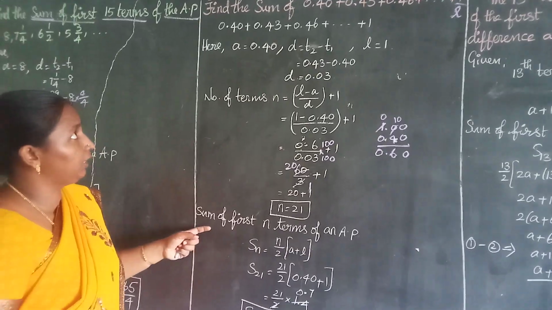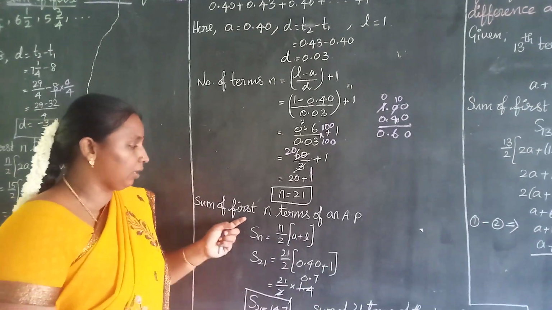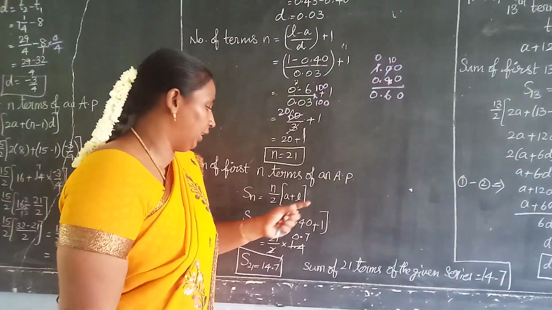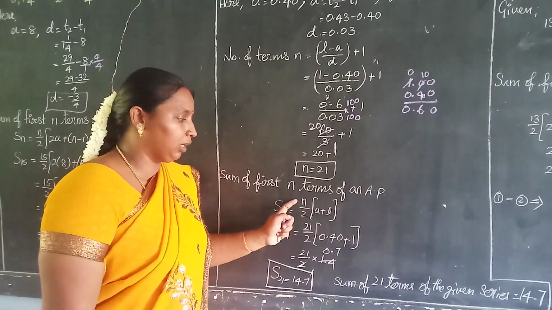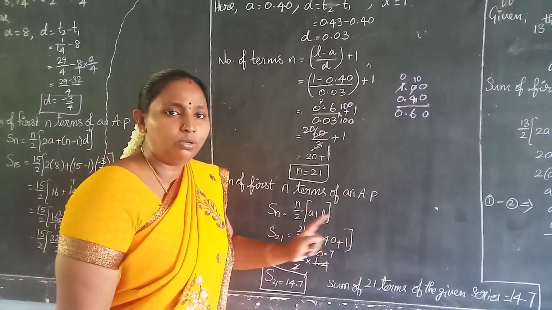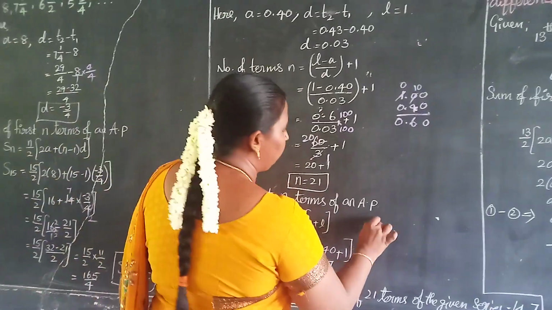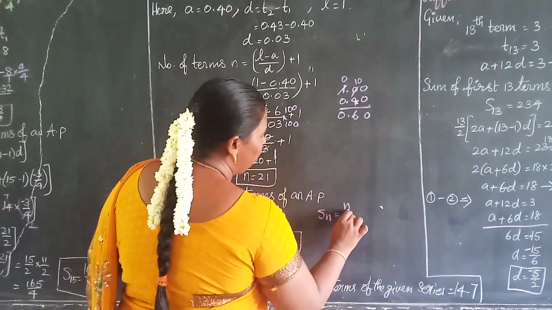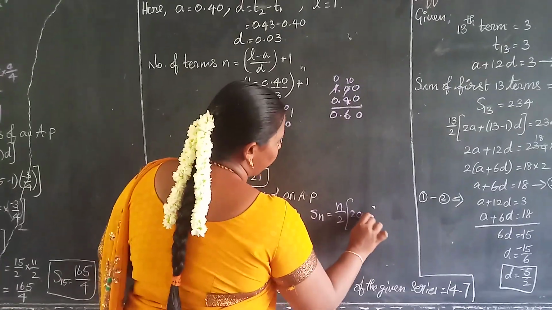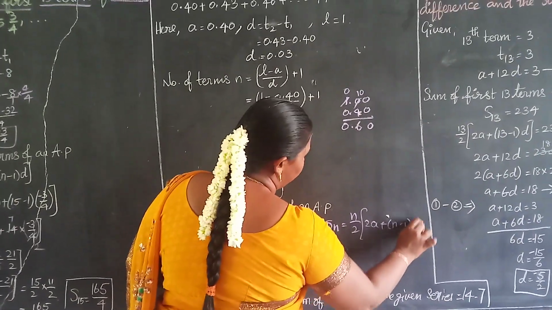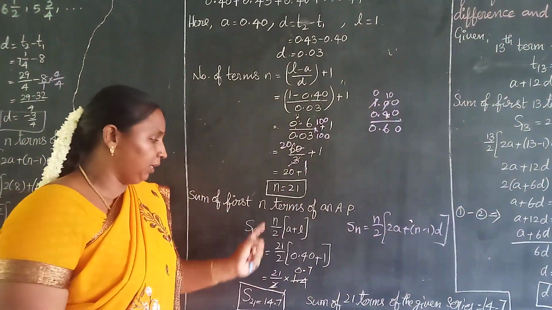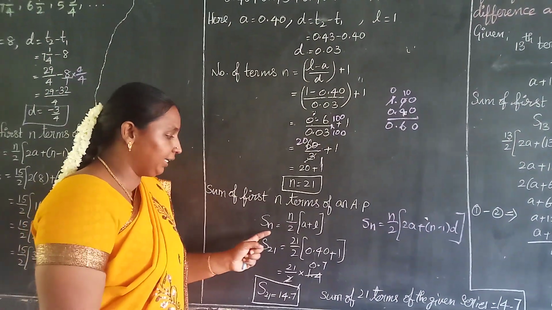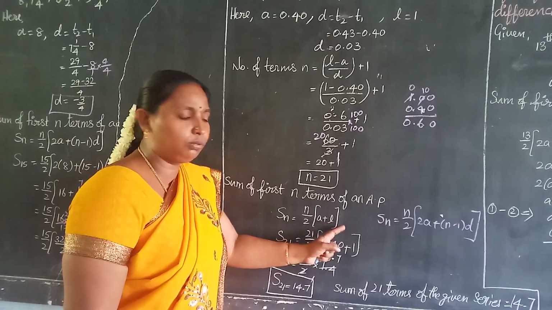So what do they ask to find? They ask for the sum of the first n terms of an AP. The last term is given, so you can use this formula: Sn equal to n by 2 into a plus l. Otherwise you can use this also: Sn equal to n by 2 into 2a plus n minus 1 into d. You will get the same answer only. So if you know the last term, it will be easy to find like this.